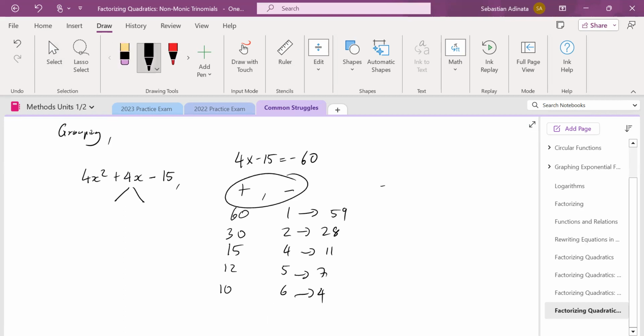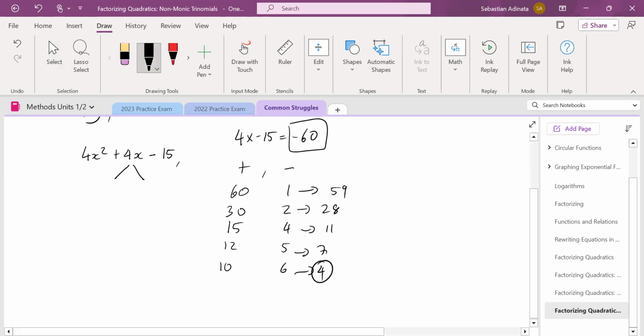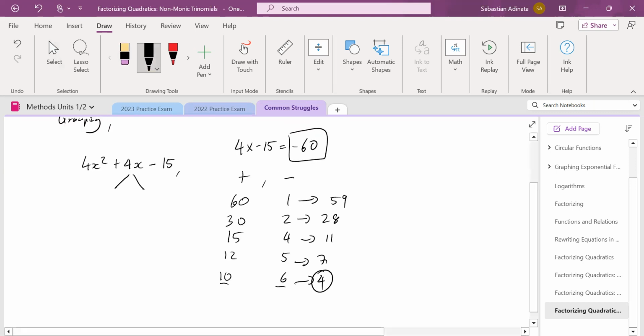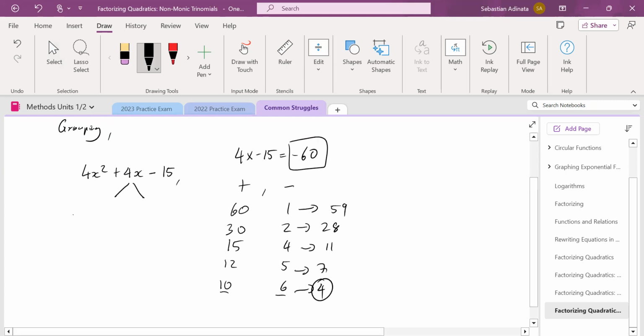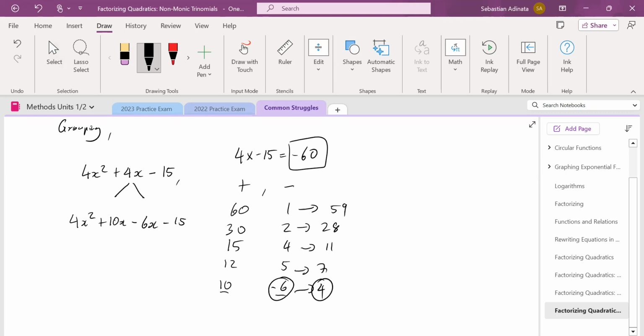How do we know it's going to be positive or negative? It's because it has to equal a negative number, and positive times negative equals negative, or negative times positive equals negative, meaning one of them has to be negative. Clearly, we have a winner, so our factors are 10 and 6. What that ends up doing is allows us to split this 4x up into 10x, and remember this is a negative, minus 6x minus 15. Now, you can have it the other way around. It does not matter.